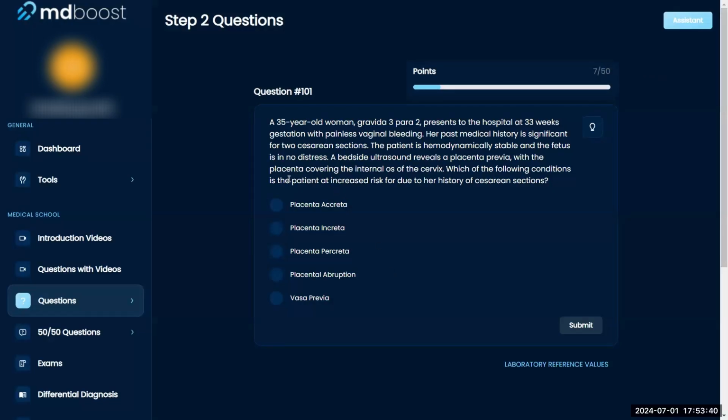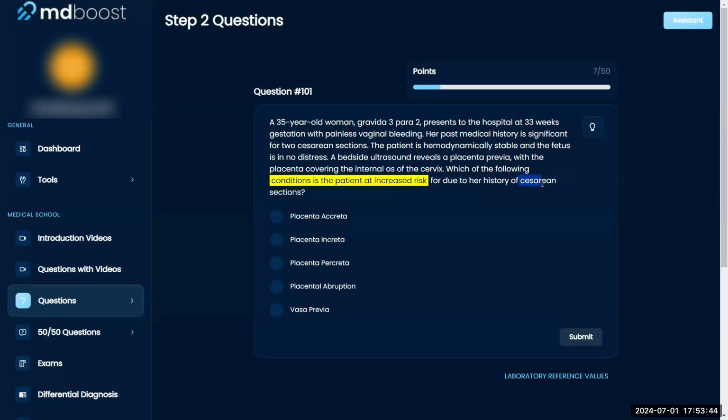The following conditions, and is the patient at increased risk for due to her history of cesarean sections? Let me just read. Gravida 3, Para 2. So she's had pregnancies before. They were both cesareans. She's stable, no distress.